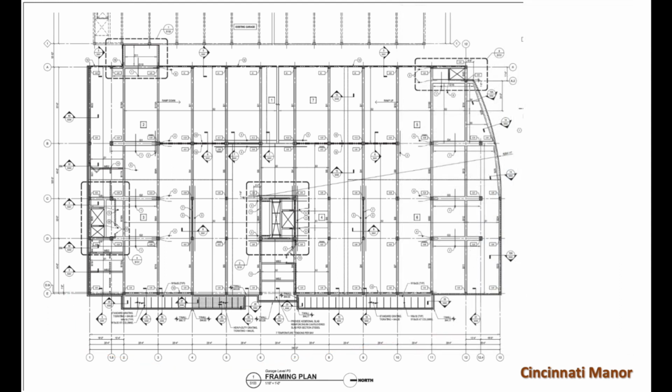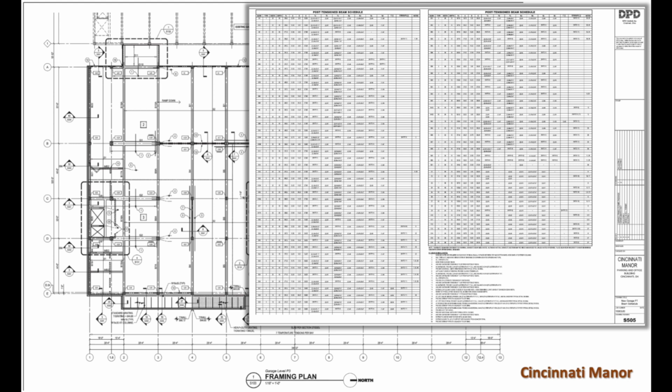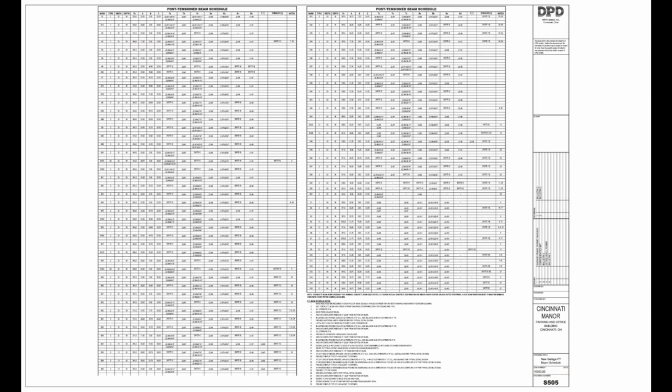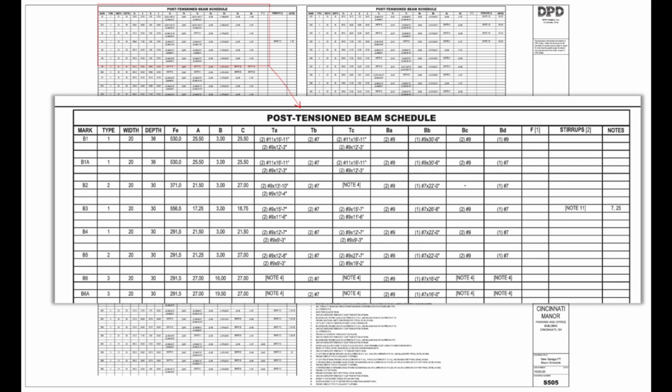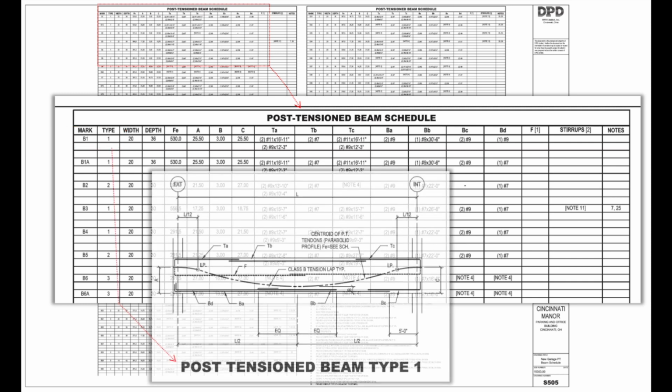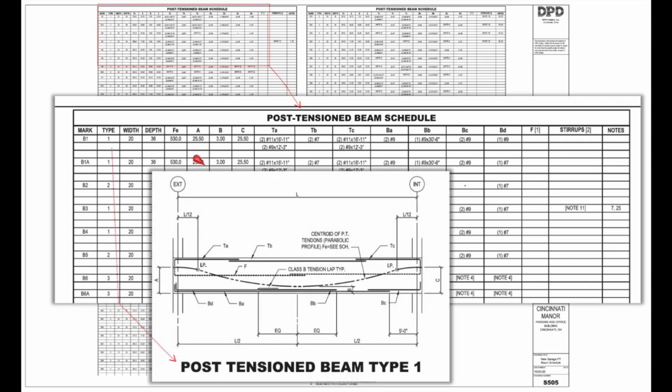The plan is marked with beam and slab reinforcing numbers, referencing a schedule on the lower portion of sheet S103 for the slab and sheet S505 for the beams. Now using the post-tension beam schedule, let's look at beam B1. First, we see the beam dimensions, 20 by 36 inches deep. The schedule refers to a beam type 1, which is referencing the beam diagrams on sheet S504.